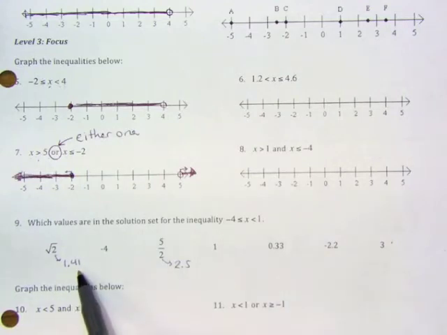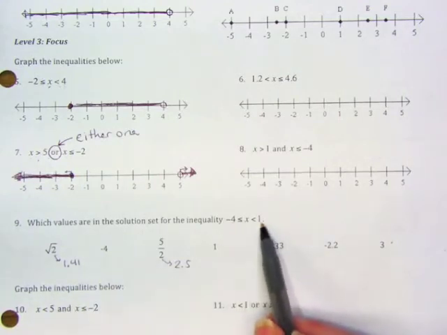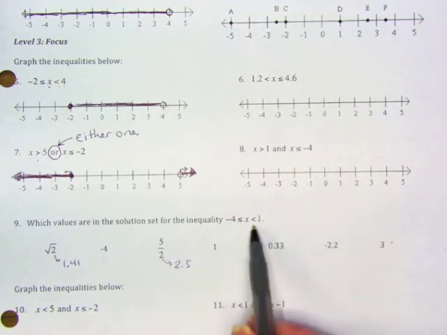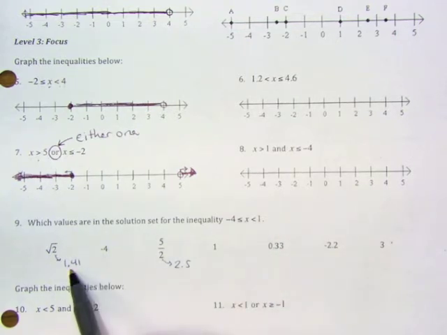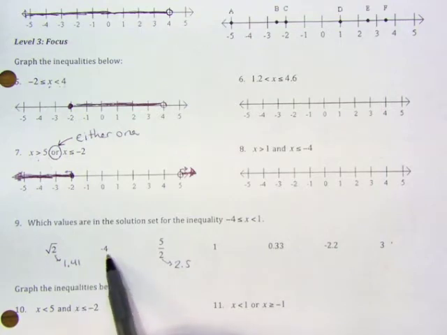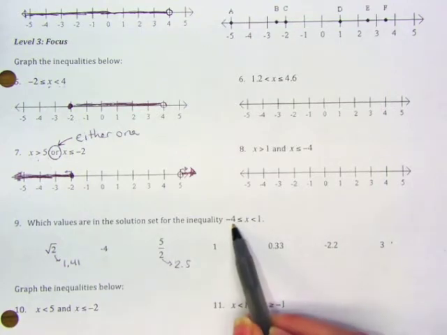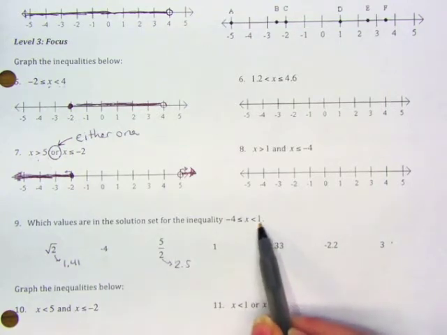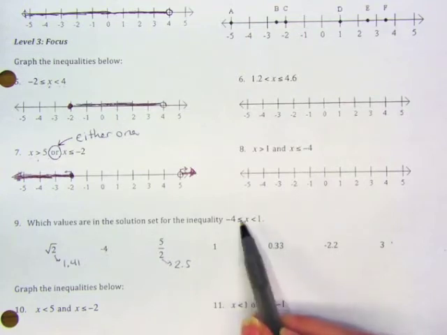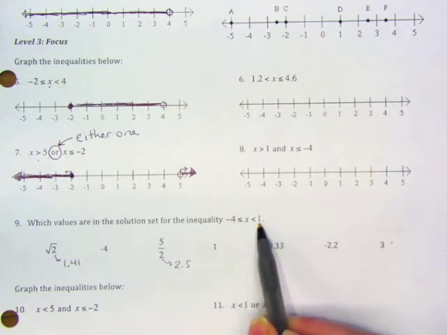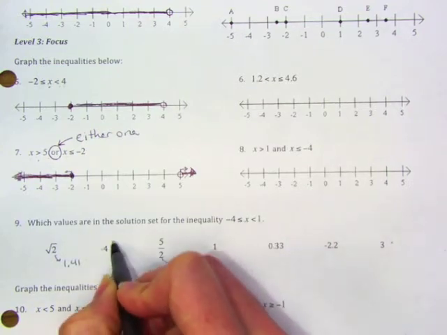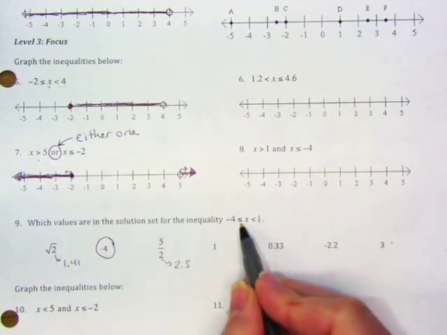Is 1.41 between negative 4 and 1? Actually, it's larger than 1, so it's outside of this set of values. So that's not a solution. Negative 4? Is negative 4 between negative 4 and 1? Well, maybe. We have to be careful because it's at one of those endpoints. But I see the equality there, so I'm actually looking for anything that's greater than or equal to negative 4 and also less than 1. So negative 4 is in that solution set because of that equality.